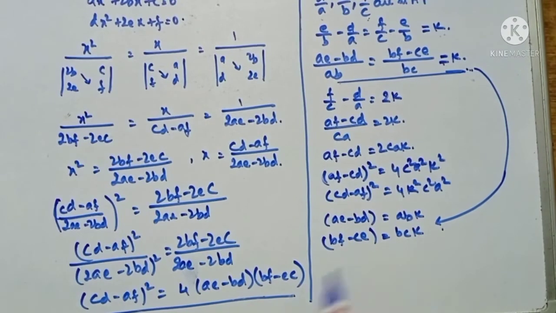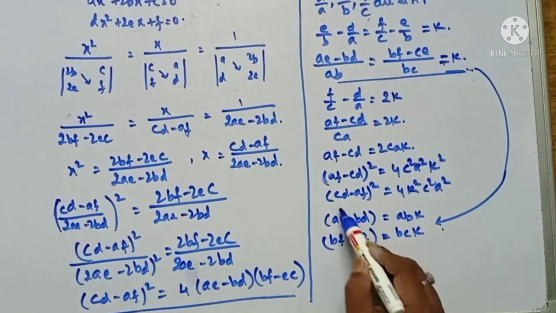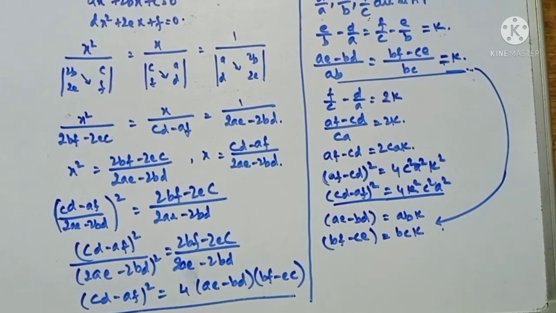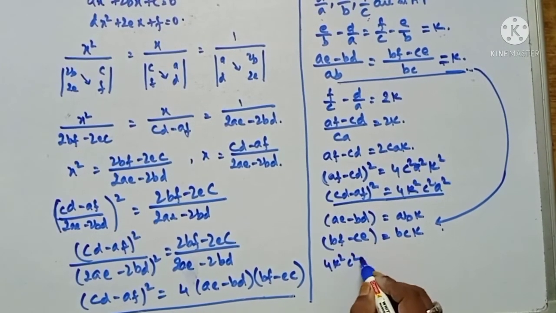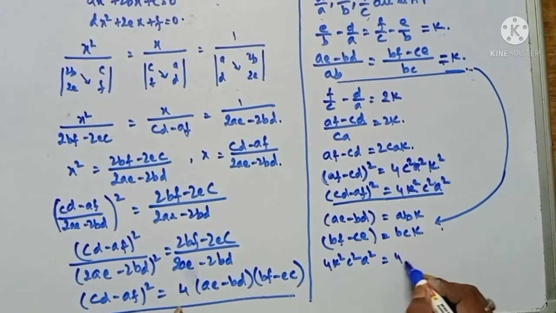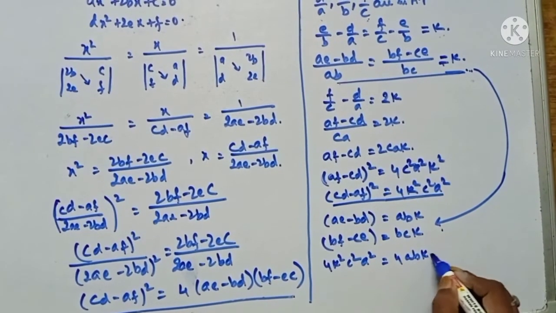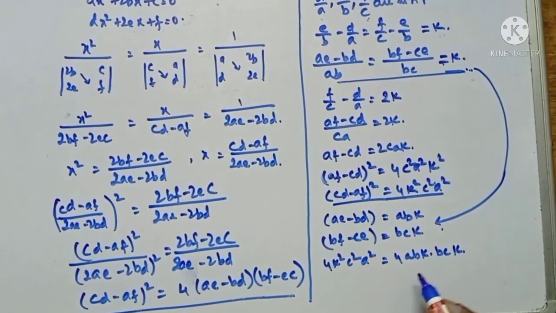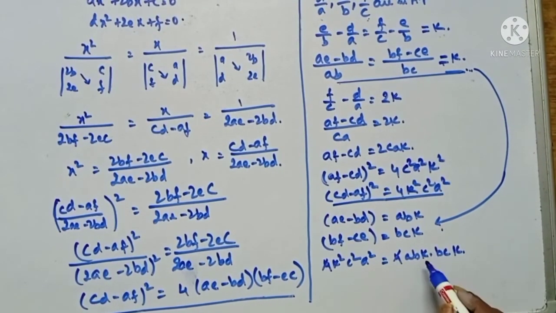So now I am going to put all the results here. This result here, and this result and this result here. So what do I get? Here 4k square c square a square, and this will be 4 abk and bck. So here you see this 4 cancels out, and k square cancels out, and one a and one c cancel out, so here remains ca is equal to b square.